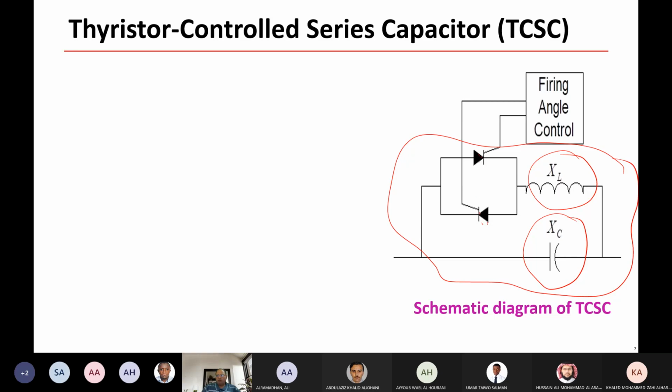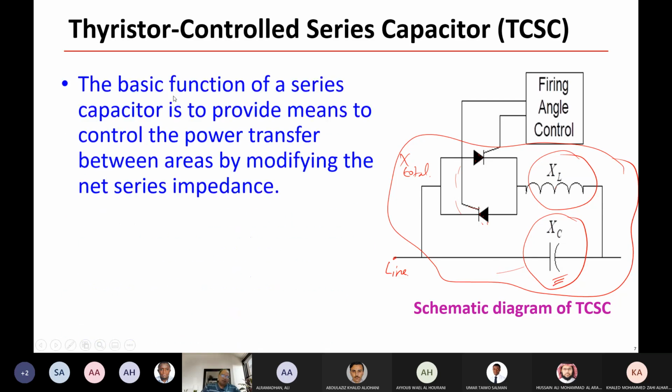So for example, if these are off completely, this L is out of the circuit, so you have XC. If you introduce XL, you reduce the XC, and so you can control the total reactance here. Total reactance, X total, can be controlled by switching these thyristors. So this is the line, and you have this device connected in series to the line. Here you have XC, so you can control the transfer reactance.